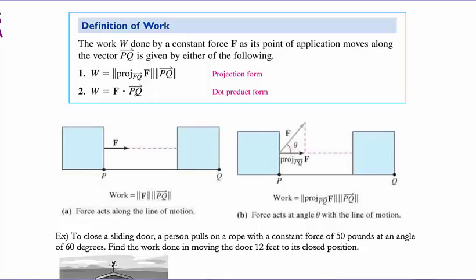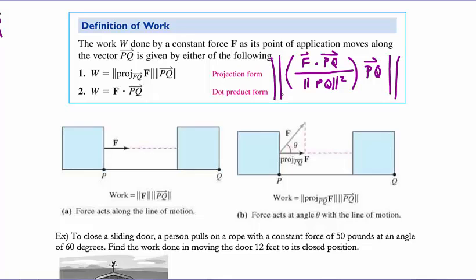What happens is this simplifies very nicely into F dot PQ. The reason it simplifies very nicely into F dot PQ is this projection equation right here ends up being F dot PQ over the magnitude of PQ squared times PQ. We're taking the magnitude of that and multiplying it by the magnitude of PQ itself. So here's the projection's magnitude. There's PQ. I'm using this formula right here.